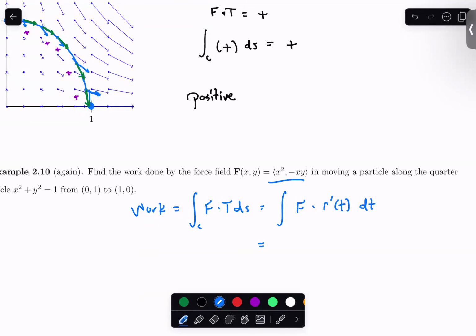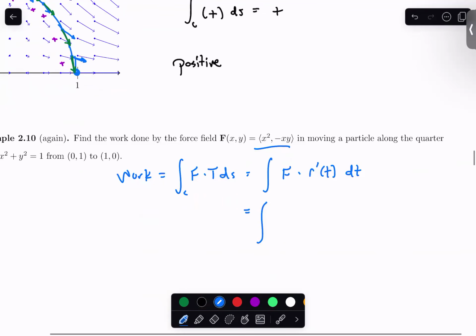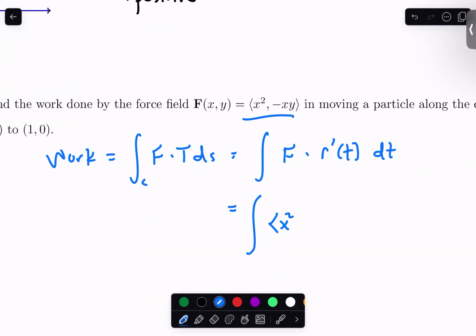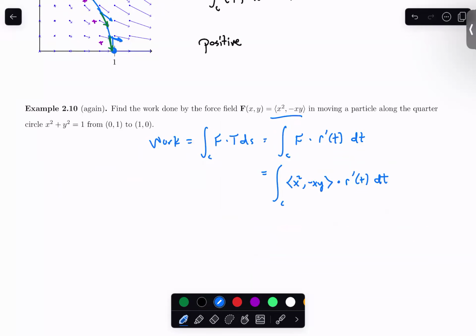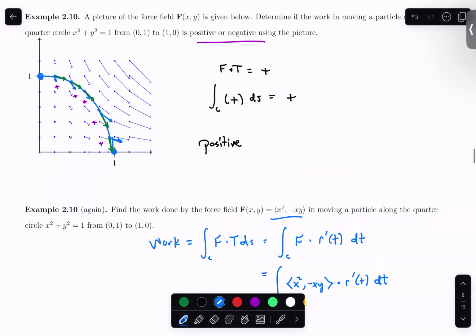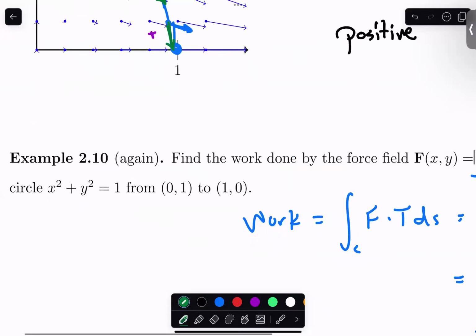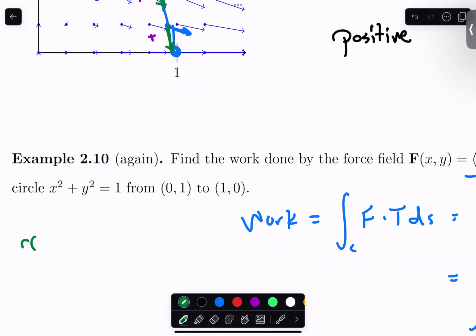And so, of course, I can plug in my specific vector field here. So my vector field in our case is x squared comma negative xy. But this is about as far as I can go without having a parameterization. And so now I need to go back into 13.1 world, when we were parametrizing curves, and I need to parameterize this quarter circle starting off at 0, 1 and ending at 1, 0. So if I was to do this really quick, we'd have R of t.